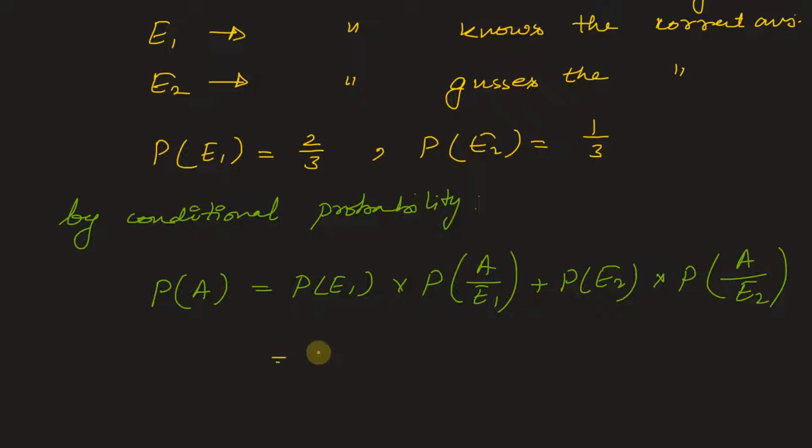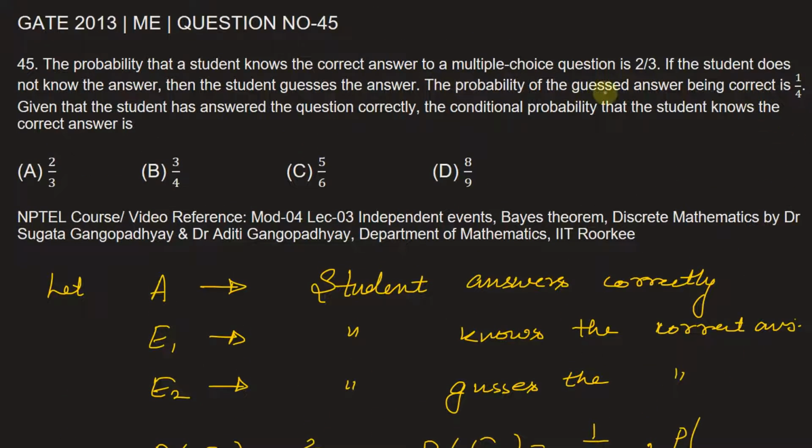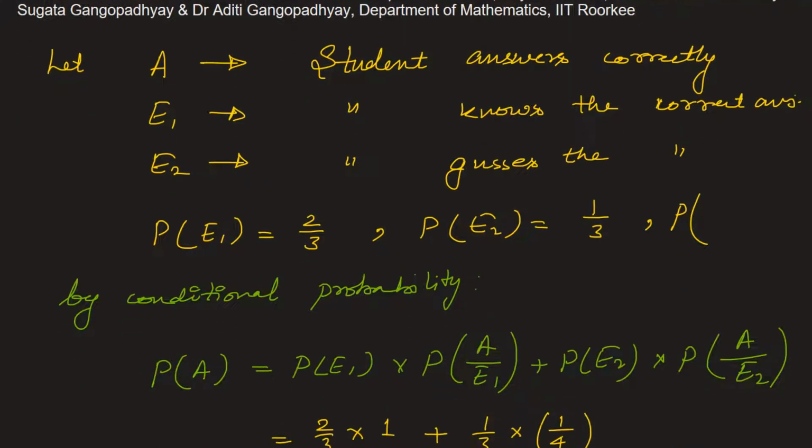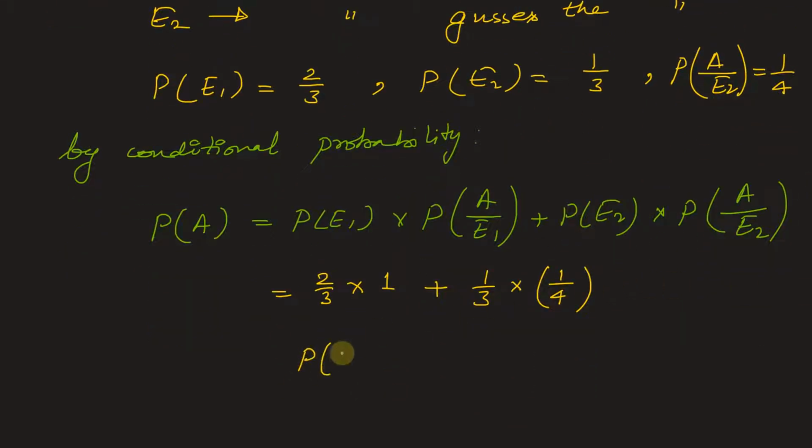So this is equal to 2 by 3 multiplied by P(A|E1), which will be equal to 1, because if the student knows the answer E1, that means he will answer correctly, plus 1 by 3, P(E2), multiplied by P(A|E2), which is given in the problem as 1 by 4. Okay, I forgot to write here. It's also given that the probability that guessed answer being correct is 1 by 4. So that means the student is answering correctly, but it is a guessed answer, that is 1 by 4. Okay, so from here P(A) is equal to 3 by 4.